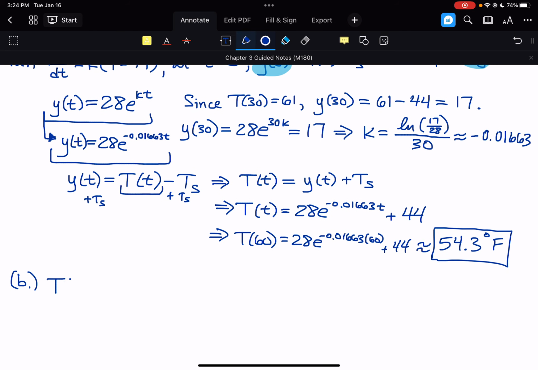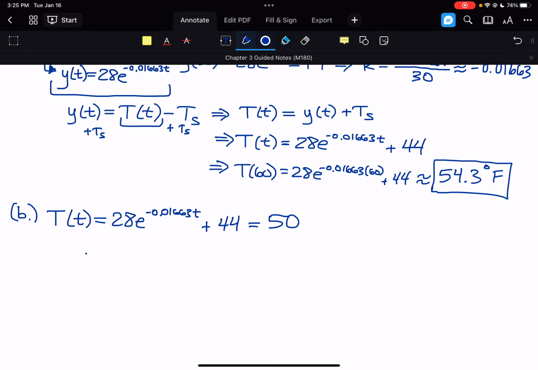So we're going to have T of t equals 28 e to the negative 0.01663 t plus 44 equals 50. So we go ahead and subtract the 44 over here and then divide everything by the 28. So we get e to the negative 0.01663 t equals 6 over 28.